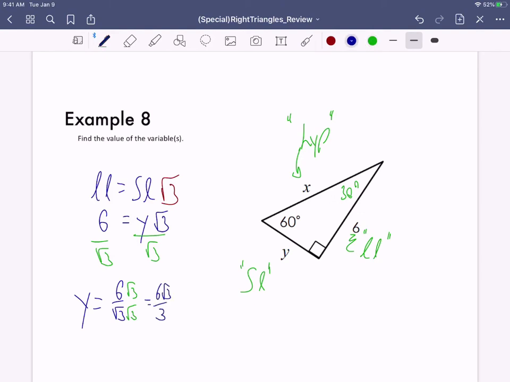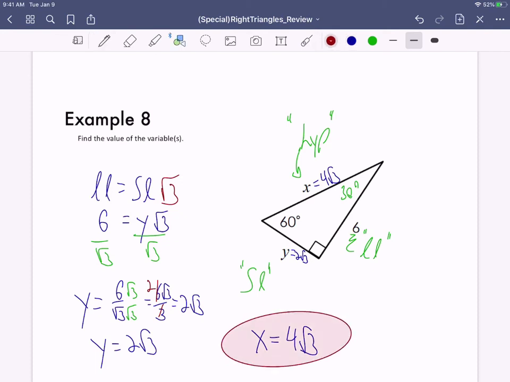And some of you are like, yo, you can reduce that fraction. And you are indeed correct. So this is going to equal 2 root 3. So y, our short leg, is equal to 2 root 3. Label it on the diagram, because once it's there, now you're like, oh, cool. If that's 2 root 3, then my hypotenuse is double that, so I have double the amount. I have 4 root 3. That means that x equals 4 root 3. My hypotenuse is double my short leg. And those are the answers, x and y.